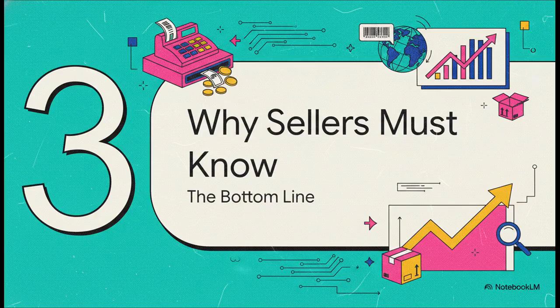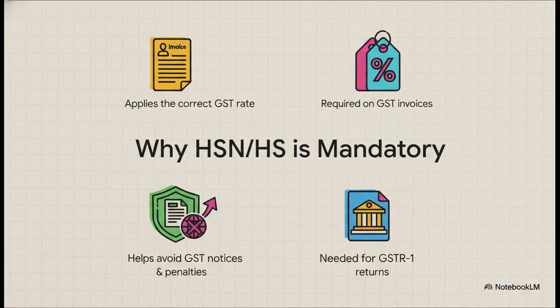Okay, so we know what these codes are. But why is this so critical for you as an online seller? Let's talk about the bottom line, what this actually means for your business. Make no mistake, getting your HSN code right isn't optional. It is absolutely mandatory. This number determines the correct GST rate, it must be on your GST invoices, and it's required for your tax returns. If you get it wrong, you risk facing some pretty serious GST notices and financial penalties.